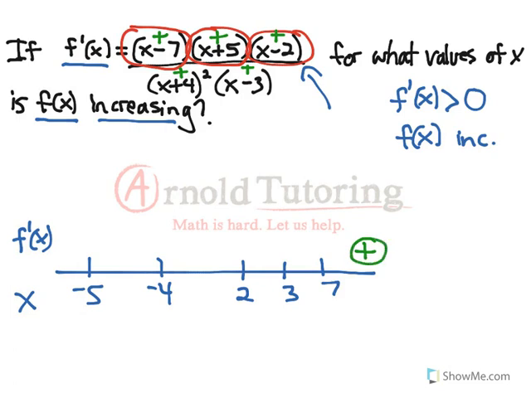So the first derivative is positive when x is greater than 7. And that's what we're looking for, right? We're looking for what values of x cause the derivative to be 0. Now let's look between 3 and 7.